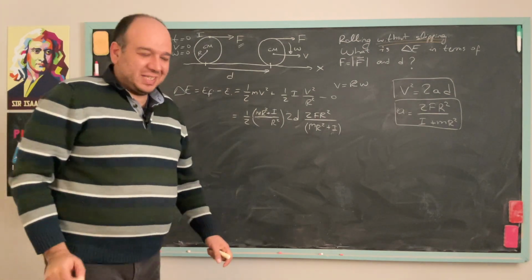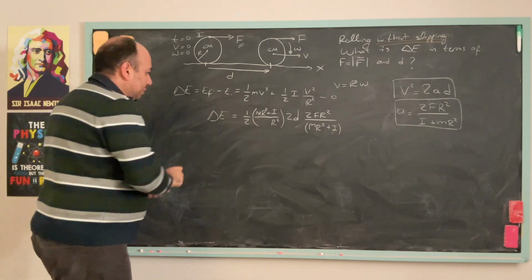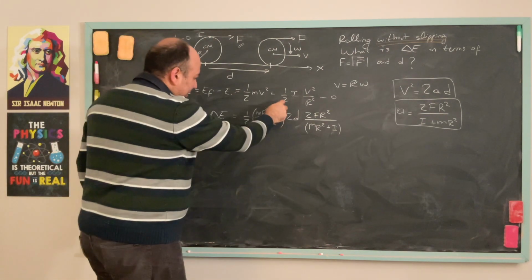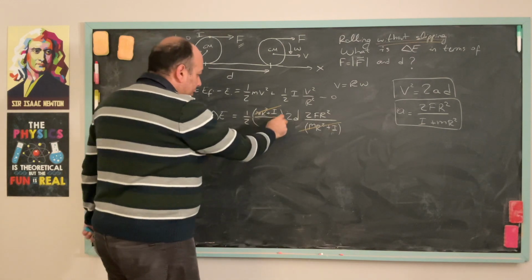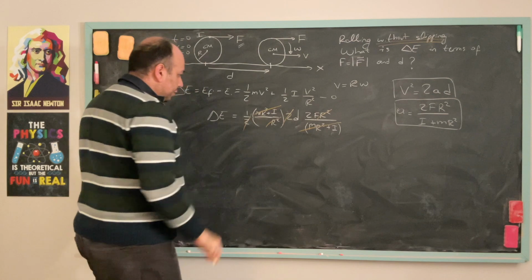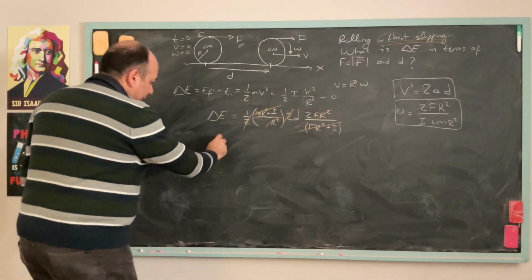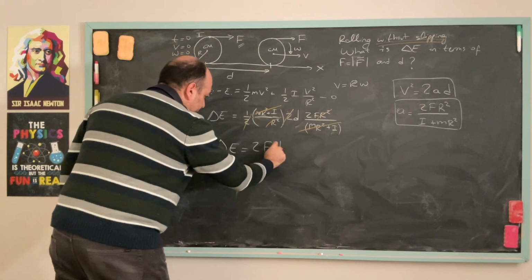Here is the magic. Are you ready for the magic? All ready? Okay. You see, this one and this one go away. R squared cancels this R squared. This 2 cancels this 2. What is delta E? 2FD.